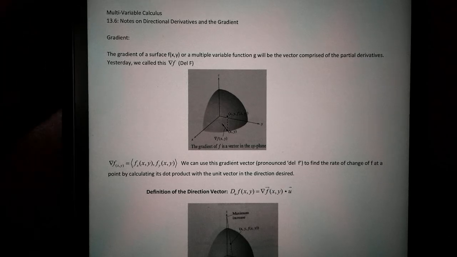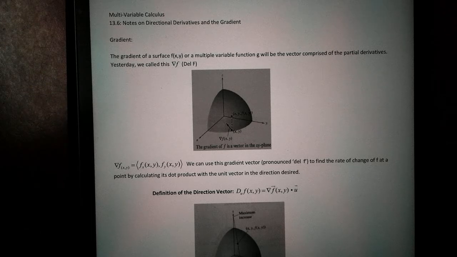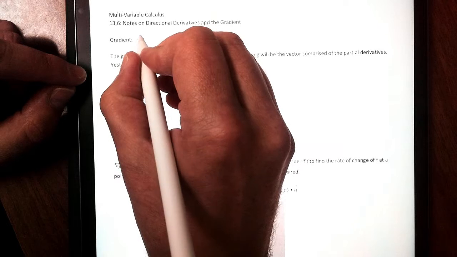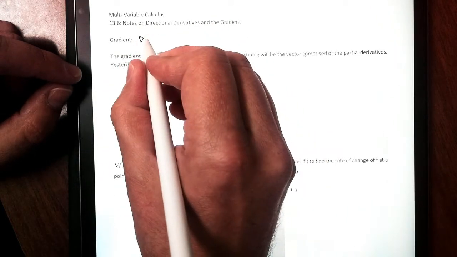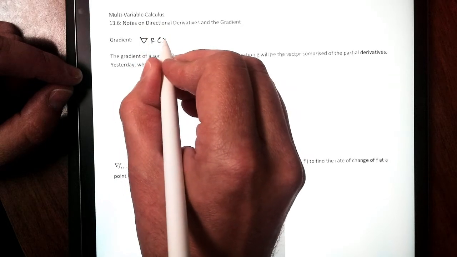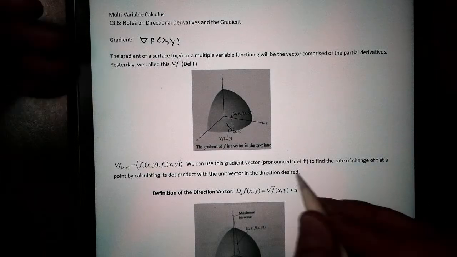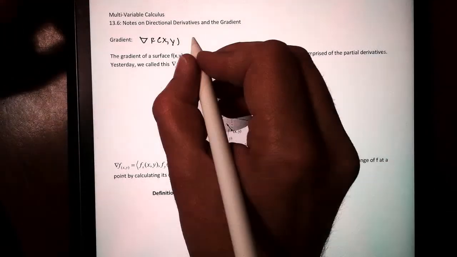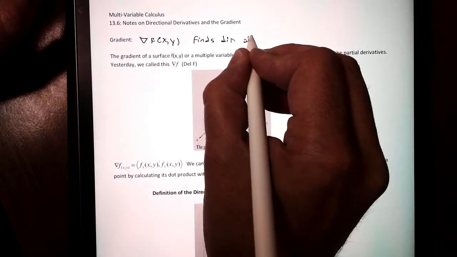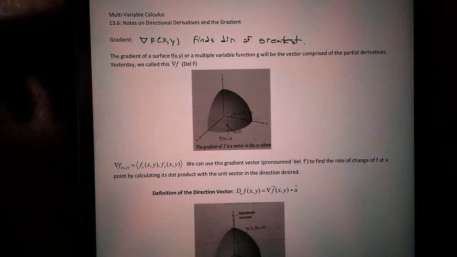Hey, welcome back. Today we're going to talk more about directional derivatives, or what we call the gradient. The gradient we talked about yesterday, this is our del. Let me write that better here. This is our del, upside down triangle, f of x, y. And we mentioned that the whole purpose of the gradient is to find the direction of greatest change. So, that is the purpose of our gradient.